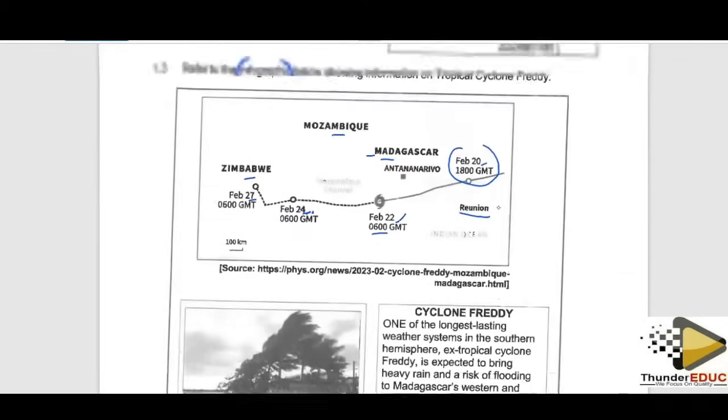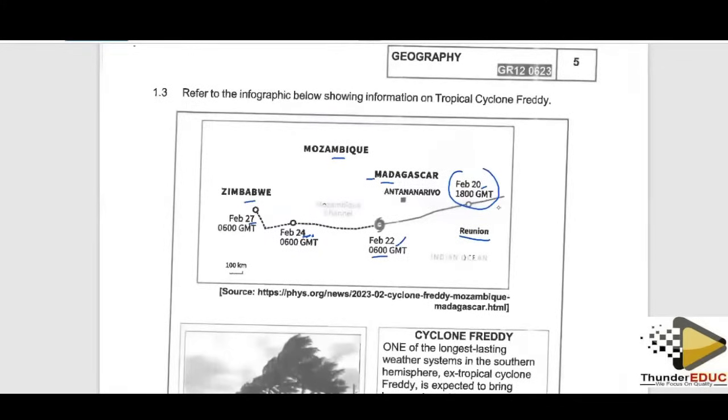So if we check on our infograph here, for example, this is about the cyclone. You can see on 20th February, the cyclone was at Reunion Island there. Then it moved. On 22 of February, you can see, again, it moved. 24 February, and again it moved to 27 February. What does that indicate to you?